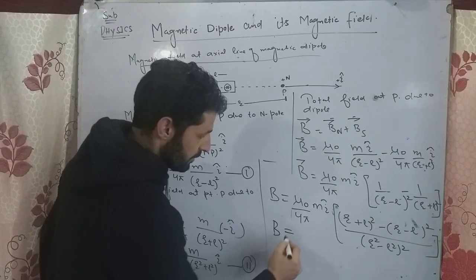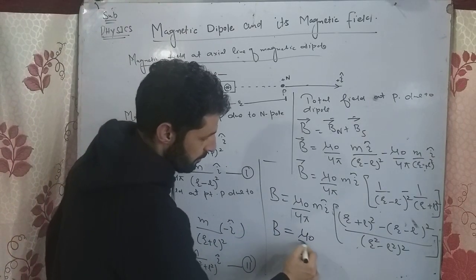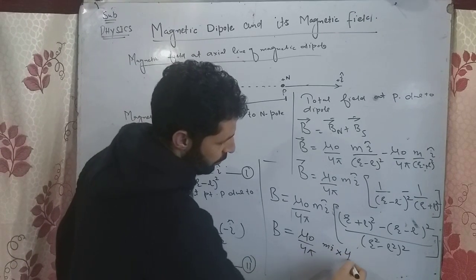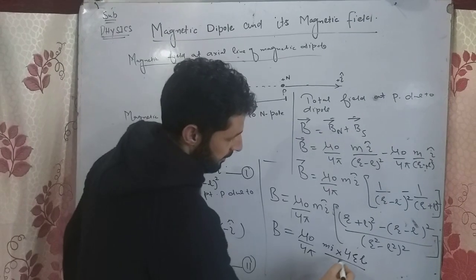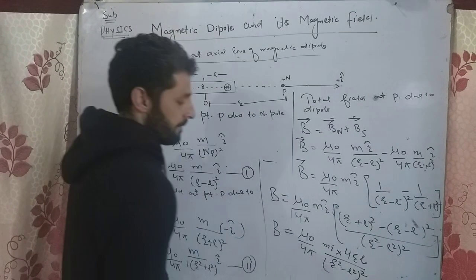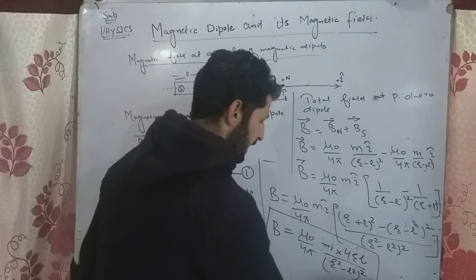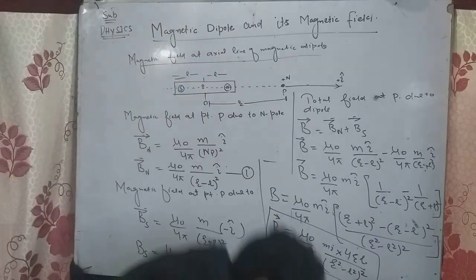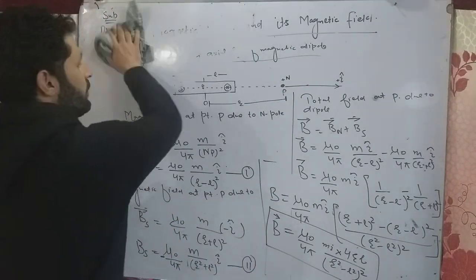B is equal to mu 0/4 pi M I into 4RL divided by R square minus L square whole square. This is the magnetic field at point P. So we can convert it in terms of magnetic dipole moment. So what we have to do now?